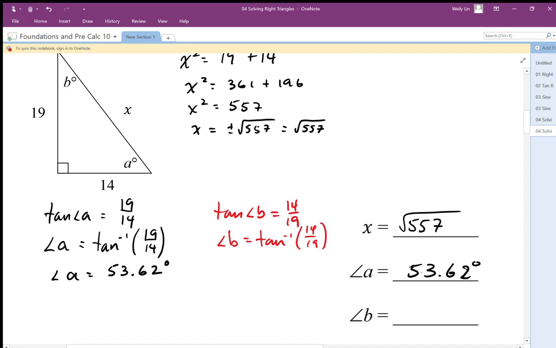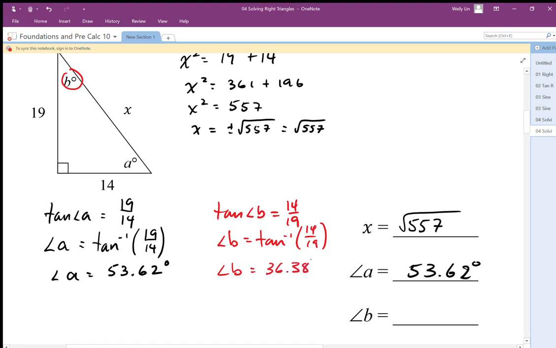So this angle B, which is going to be this angle here, should be 36.38 based on the complementary nature of angle A. And when I put that into my calculator, I end up with 36.38.